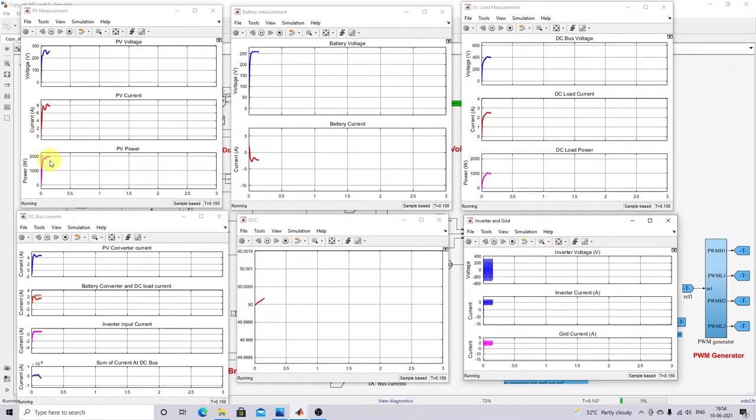Now you can see that initially the irradiation is set at 1000 watts per meter square. So the maximum power extracted is around 2000 watts here, right? So during that time, the PV is going to supply this DC load. So you can see the DC bus voltage. The DC bus voltage is maintained at 400 volt, and the PV is supplying the power to the DC load. The DC load power is around 1000 watts. Okay, the remaining power will be shared with the battery.